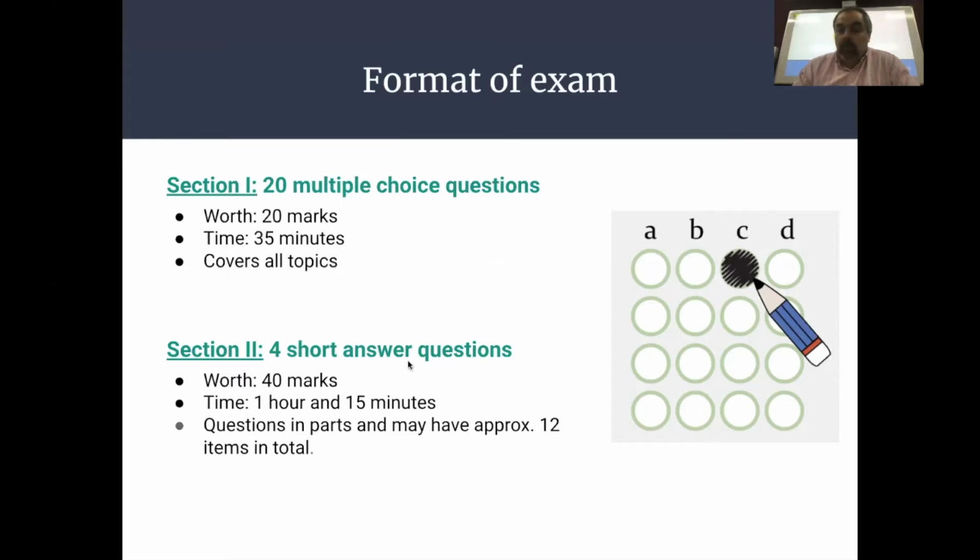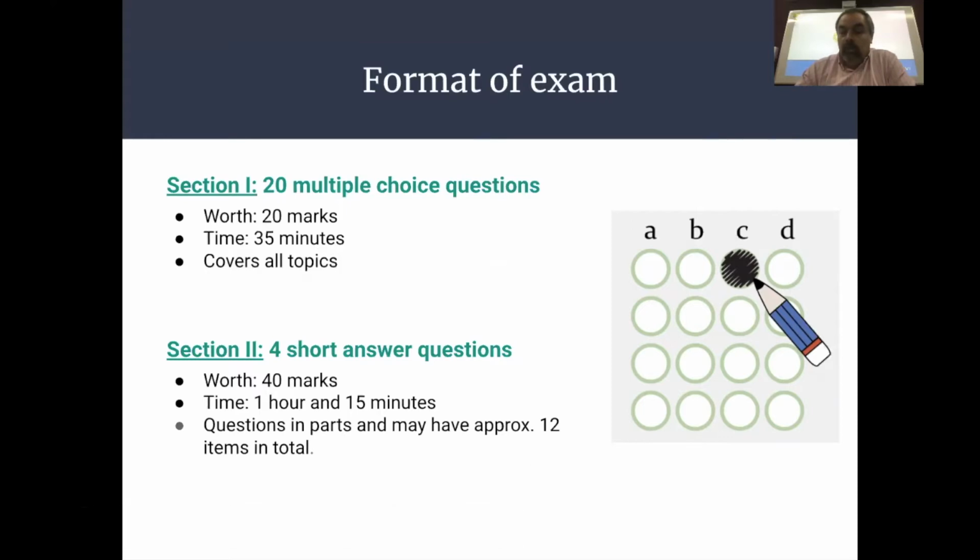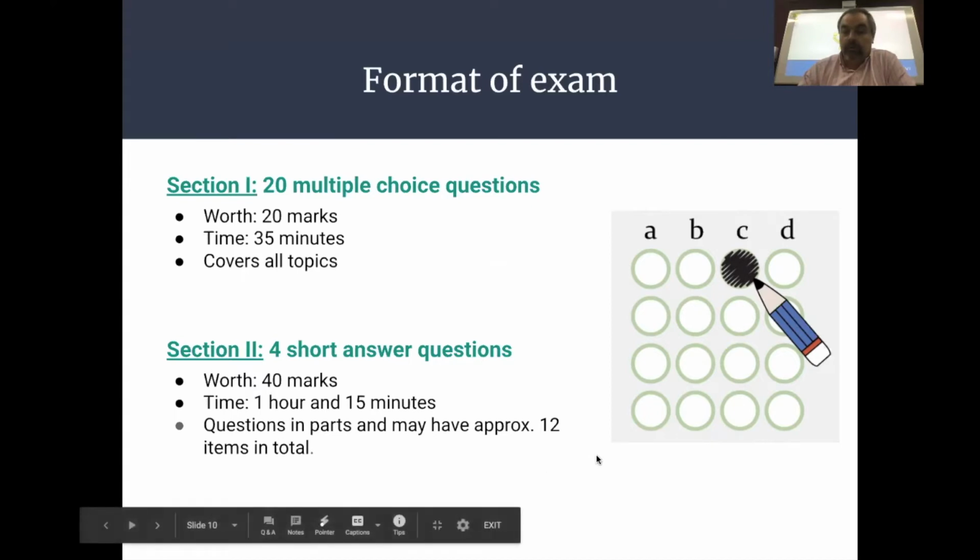The short answers in total, there's 40 marks. So again, the 1 hour and 15 minutes is a suggested time based upon the weighting of 40 marks or 40% of the exam. There's 40% of the time. We know that there is parts to that. So there are 4 short answer questions broken down typically into A, B, C. So approximately 12 items in total there. So if we look at 4 questions, 3 parts, A, B, C for each one, there's 12 items in total.